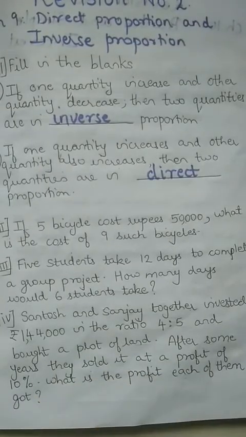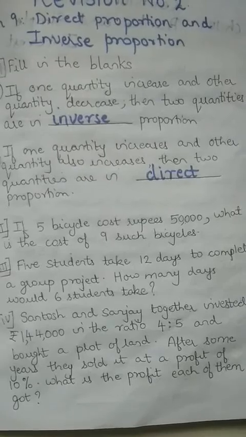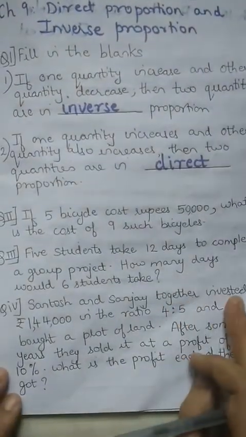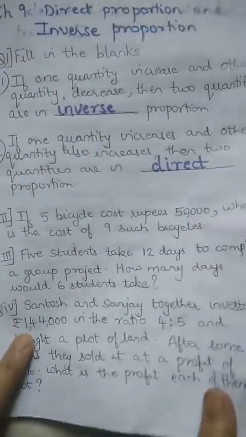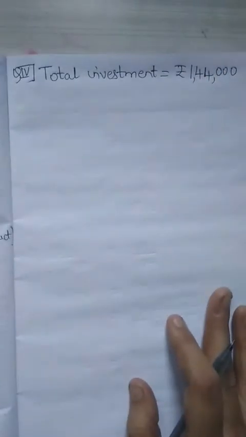So let's start with this sum. It is given that they together invested, meaning the total investment was how much? 1,44,000. So you will write: total investment is equal to rupees 1,44,000. This was the total investment.